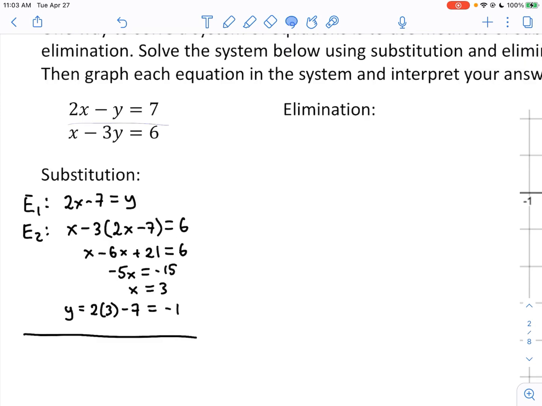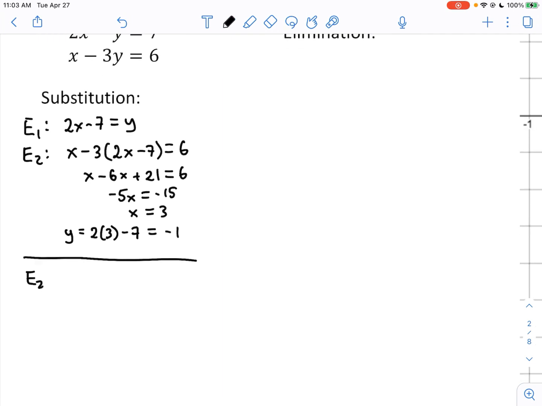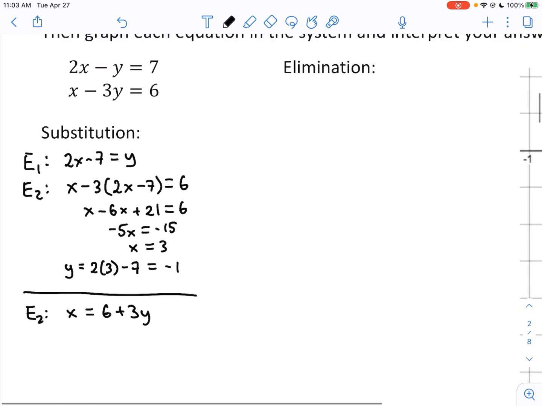Now, I'm going to do this a different way, using substitution still, but I'm going to take equation 2. And because x is all alone, I'm going to just isolate the x even further. So we're going to get x is equal to 6 plus 3y. So equation 2 tells us that x is equal to 6 plus 3y. I'm going to substitute this into equation 1.